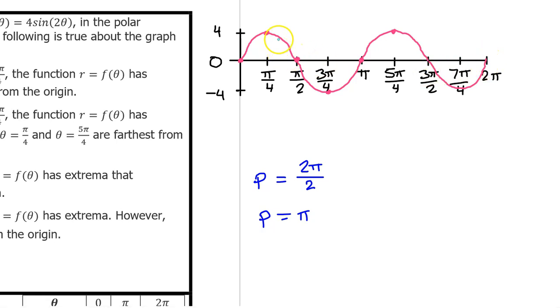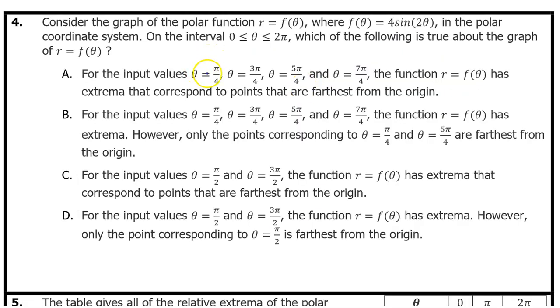So the extrema that are furthest from the origin will be points like this one, and this one, and this one, and this one. Each of these points is at the maximum distance of 4 away from the origin. And that's at pi over 4, 3 pi over 4, 5 pi over 4, and 7 pi over 4. These are exactly the input values at which option A says we will find the farthest points from the origin. So the answer is A.